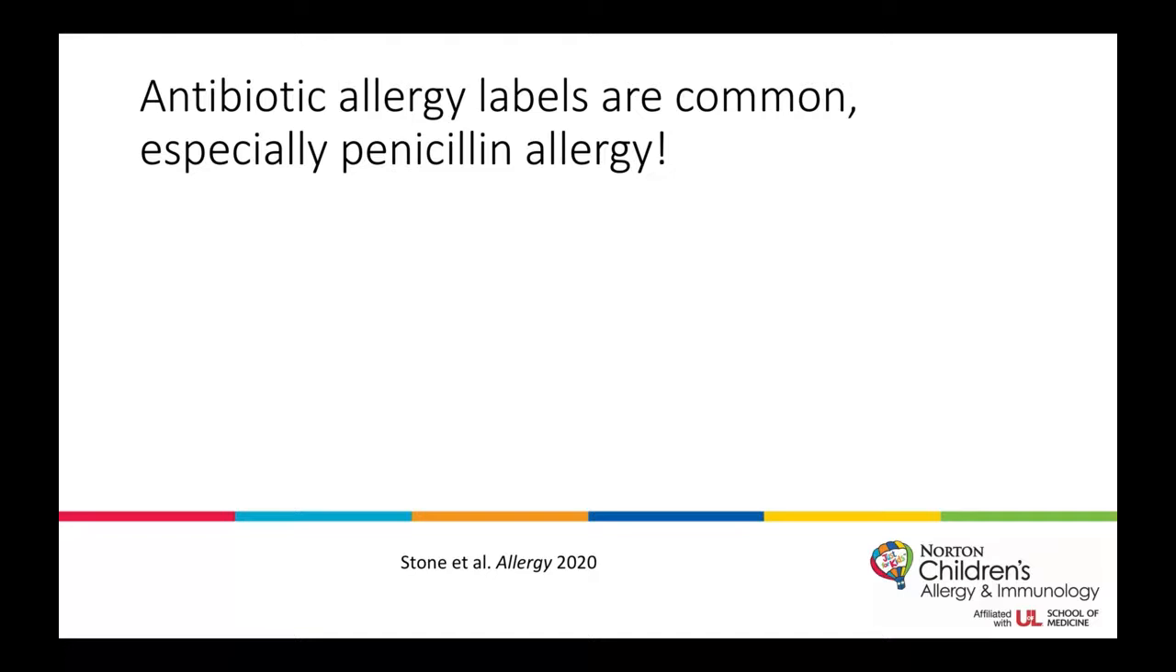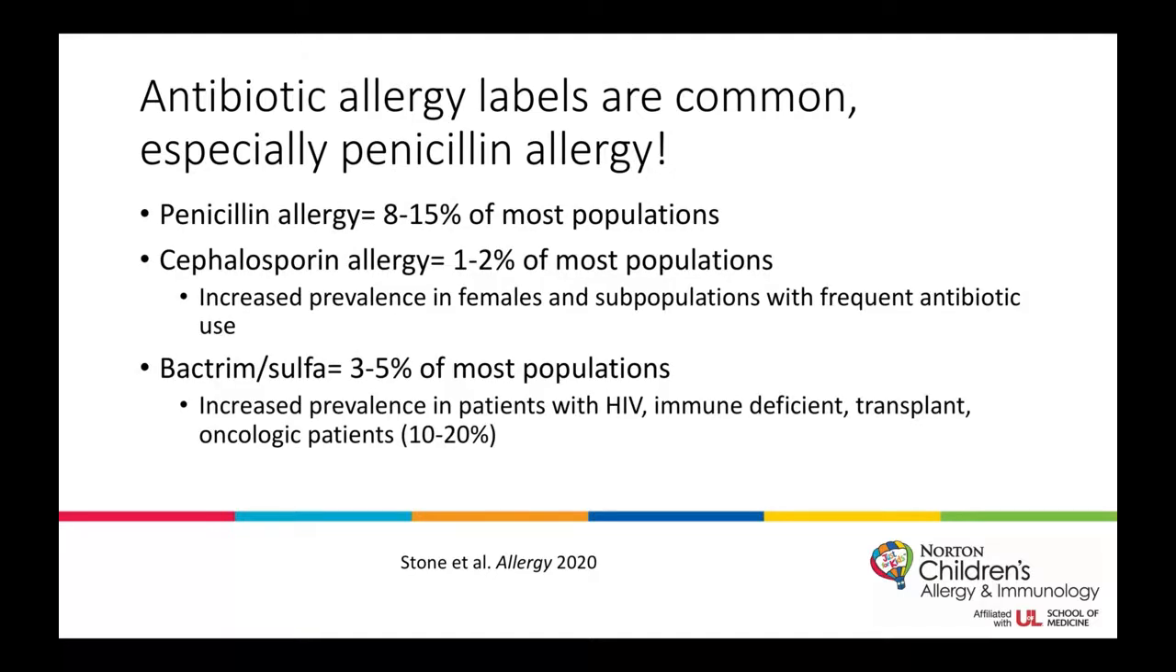Antibiotic allergy labels are common, especially penicillin allergy. It can be estimated that 15% of the population has been labeled with a penicillin allergy in most populations. Cephalosporin allergy is seen in 1 to 2% of most populations, and this is increased in females and then subpopulations with frequent antibiotic use. So in the pediatric population, we see this mostly in cystic fibrosis patients. And then Bactrim and sulfa allergy is seen in 3 to 5% of most populations, and this is also seen in patients with immune deficiencies, transplant, oncology patients, etc.